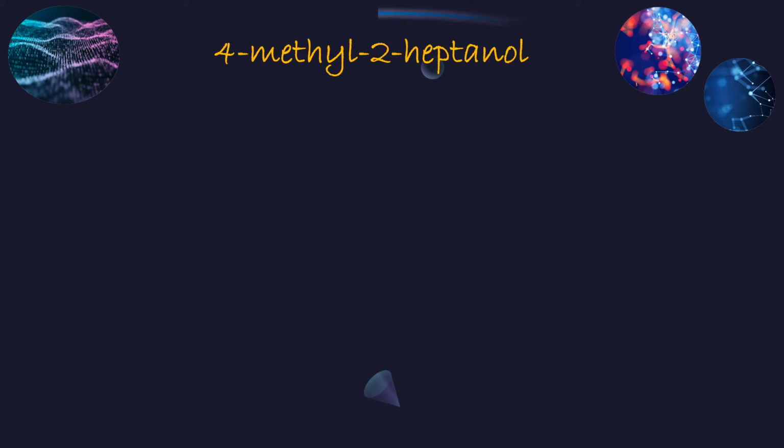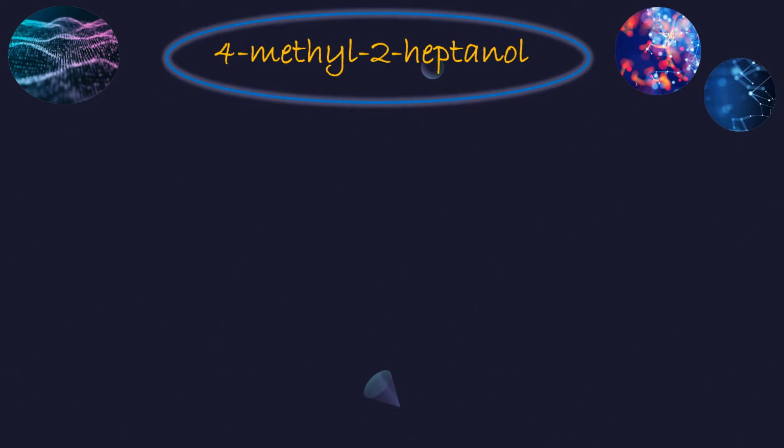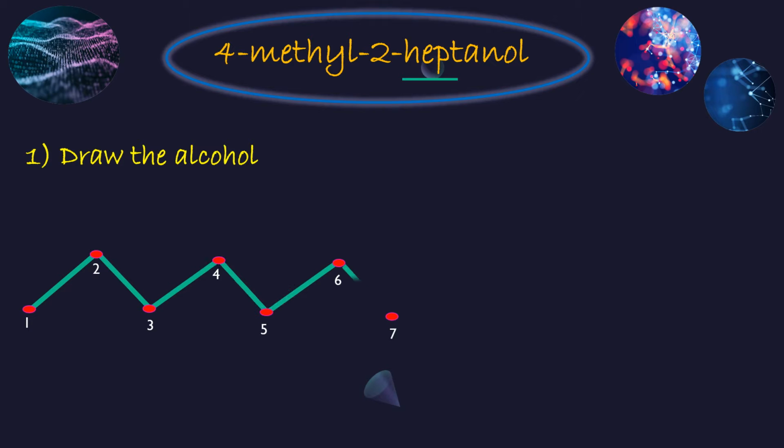The first alcohol has the name 4-methyl-2-heptanol. Like always, we need to work backwards in order to draw the structure. The prefix hept in heptanol tells that we have 7 carbons in the longest carbon chain. Let's count the carbons. 1, 2, 3, 4, 5, 6, 7, and connect the lines.